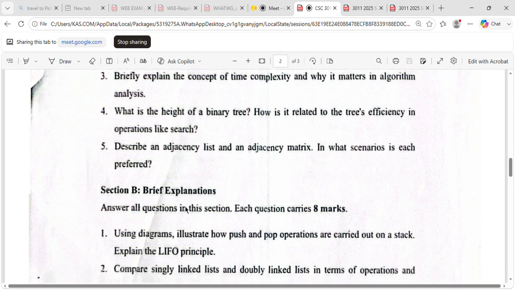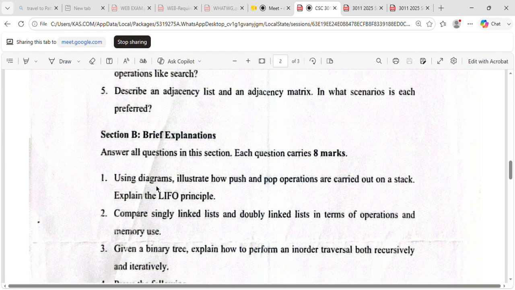Right, so we begin. Briefly, answer all questions in this section. Each question carries 8 marks. So the question number B1: using diagrams, illustrate how push and pop operations are carried out on a stack. Explain the last-in-first-out concept.